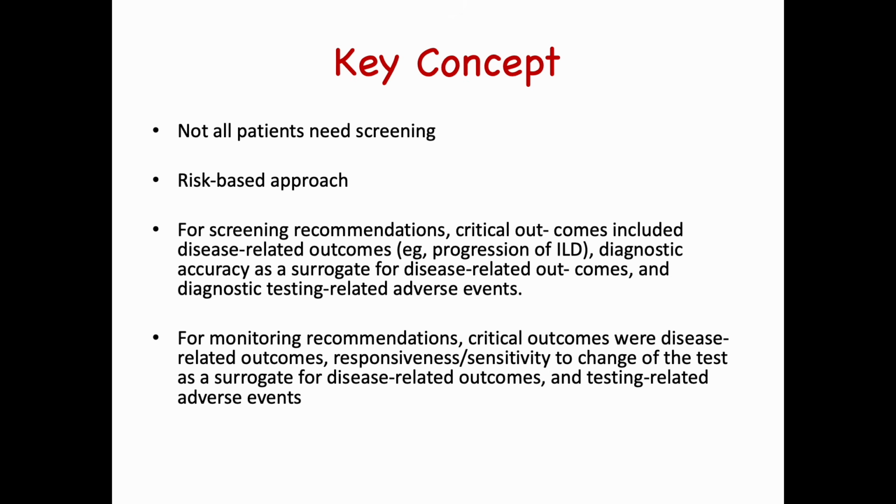So, for screening recommendations, they have taken critical outcomes like: would a screening change the disease related outcome, like progression? Would my screening change the events or the adverse events? And for monitoring recommendations, again, they look at disease related outcomes. They look at responsiveness to change of a test as a surrogate. So, this strategy requires precise risk stratification amongst the big five SARDs: rheumatoid arthritis, systemic sclerosis, idiopathic inflammatory myopathies, mixed connective tissue disease, and Sjogren's syndrome.